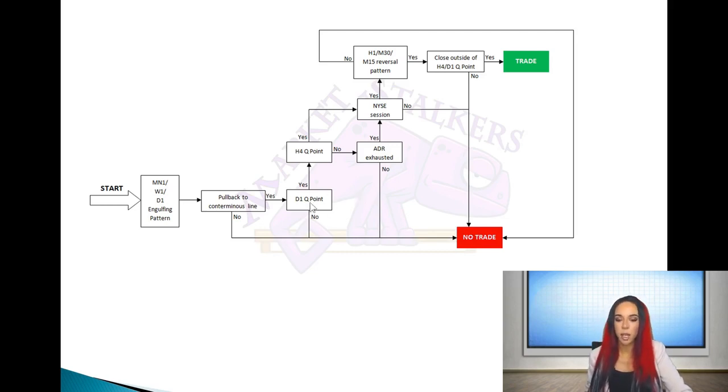Once the price has arrived at a daily Q point, you then need to go to the next box and the next lower time frame, which is a 4-hour chart. If there is no 4-hour Q point, then you at least need to ensure that the daily range has been already exhausted for the day. If the daily range is still not exhausted, it's probably safer for you to stay out of the trade. But if the daily range is done, you can then move up to check whether you're currently trading during the New York Stock Exchange hours.